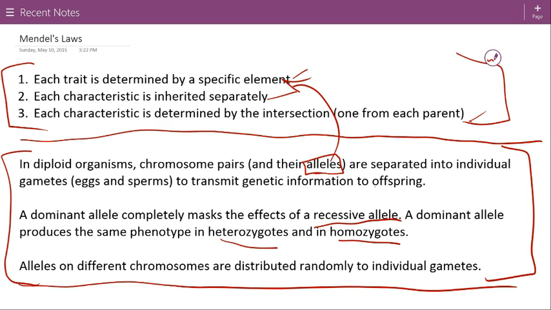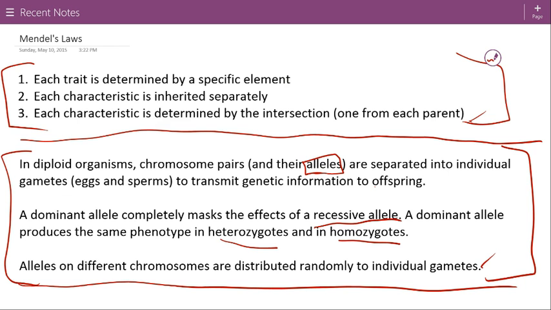Alleles on different chromosomes are distributed randomly to individual gametes. I guess this kind of goes with each characteristic is inherited separately. So just because you have brown eyes, that doesn't mean you're going to have brown hair. Those are different characteristics, different sets of alleles. They are not connected. It's not like there's a box that says brown or fair or something like that. Hair color does not denote eye color, does not denote skin color, does not denote height. All those things are separate.